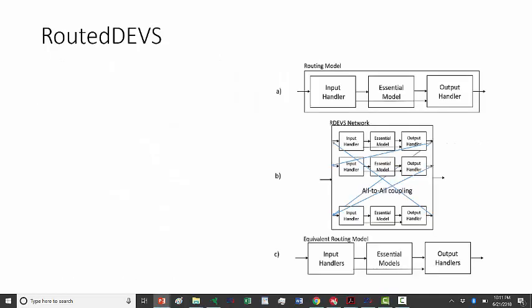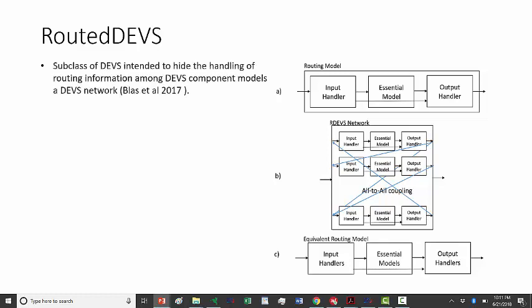Routed DEVS is another new subclass that hides the handling of routing information among DEVS component models, introduced by Blas in 2017, who also recently codified the diagrams that we talked about earlier between variants and subclasses.